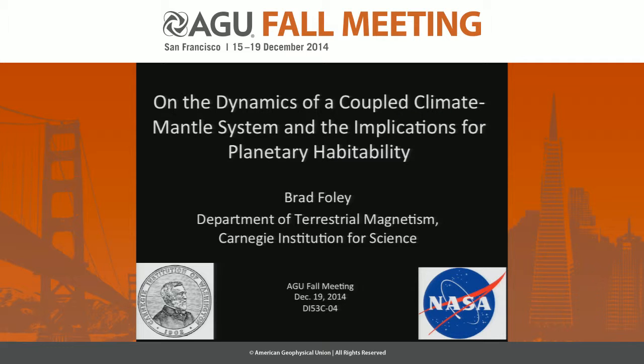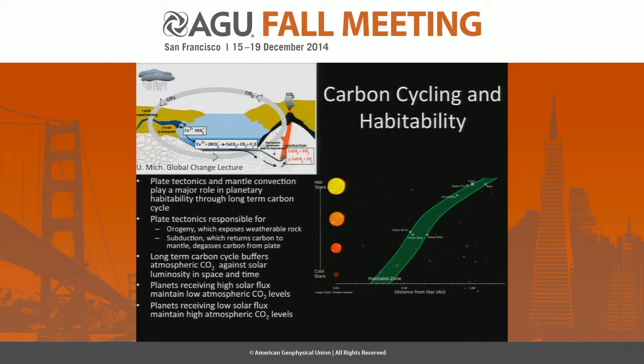So just to start off with some motivation, it's been recognized for a long time now that plate tectonics and mantle convection play a major role in planetary habitability, and that's through the influence that plate tectonics has on the long-term carbon cycle. In particular, plate tectonics, at least on Earth, is thought to be responsible for some key components of the long-term carbon cycle. That's things like orogeny, or mountain building, which exposes fresh rocks at the surface to allow weathering to happen, and it's this weathering that represents a major sink of atmospheric CO2.